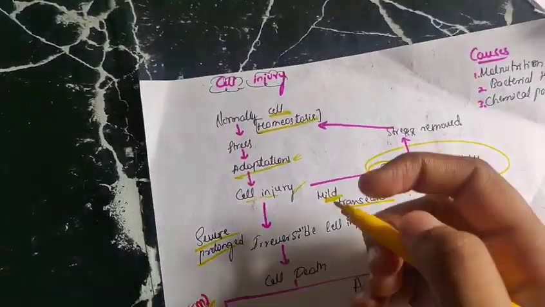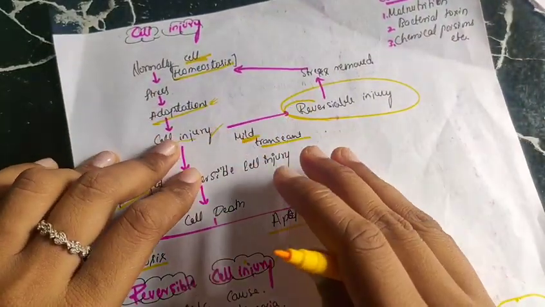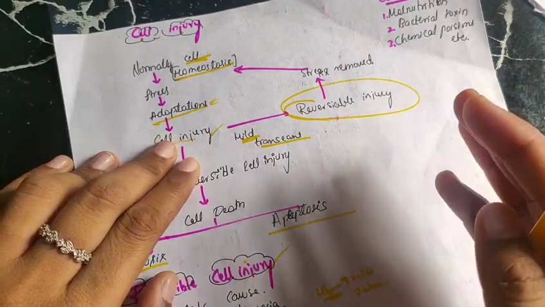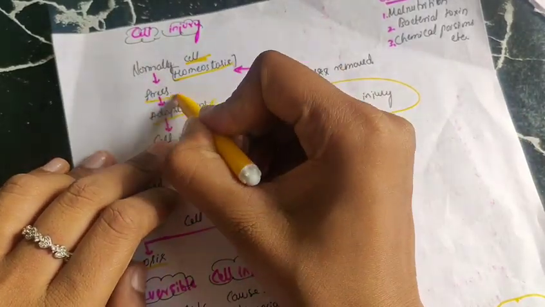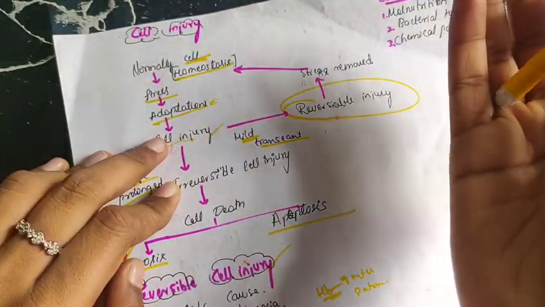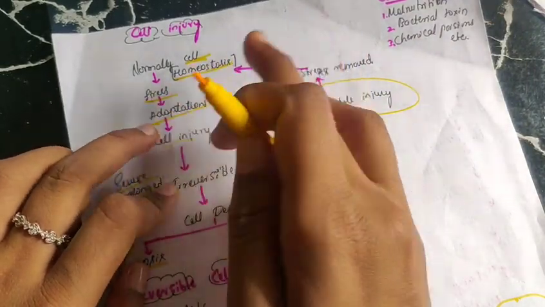A normal cell will be under homeostasis, meaning it will be under normal conditions. It will be maintaining a temperature, osmotic pressure, everything. Osmotically it will be balanced. Whenever there is an application of stress, maybe injury, trauma, or else bacterial toxins, chemicals, anything will be in the form of stress.